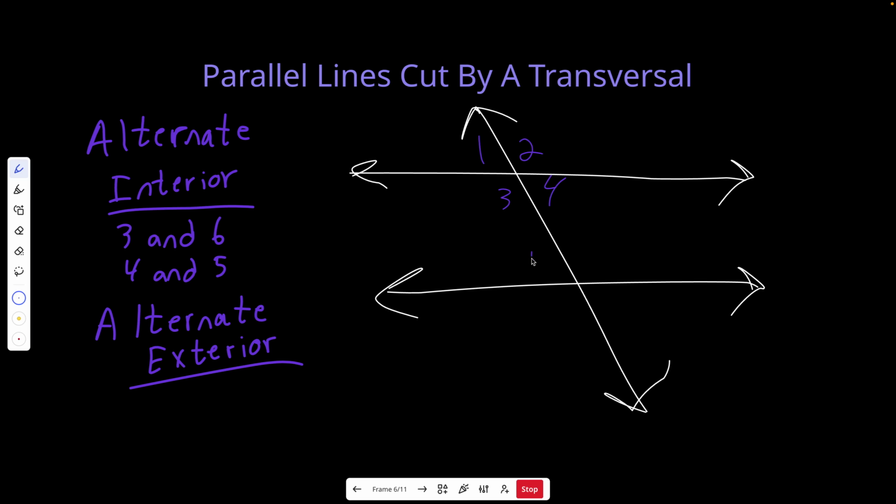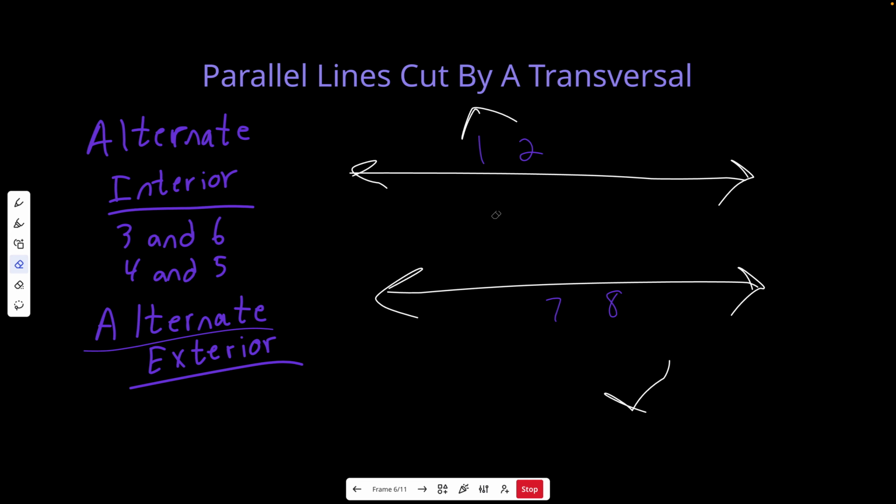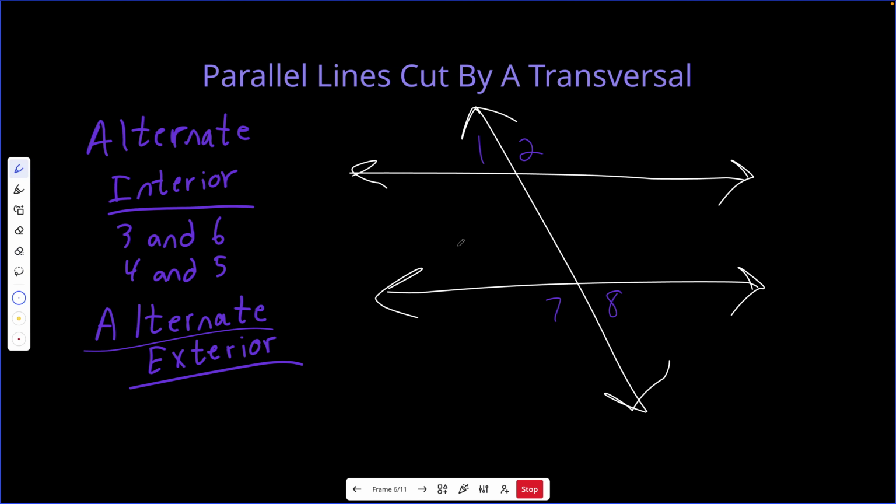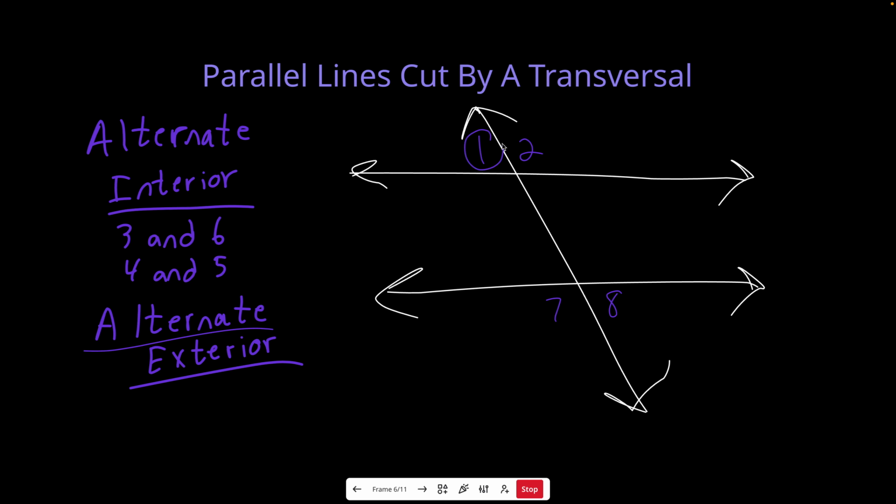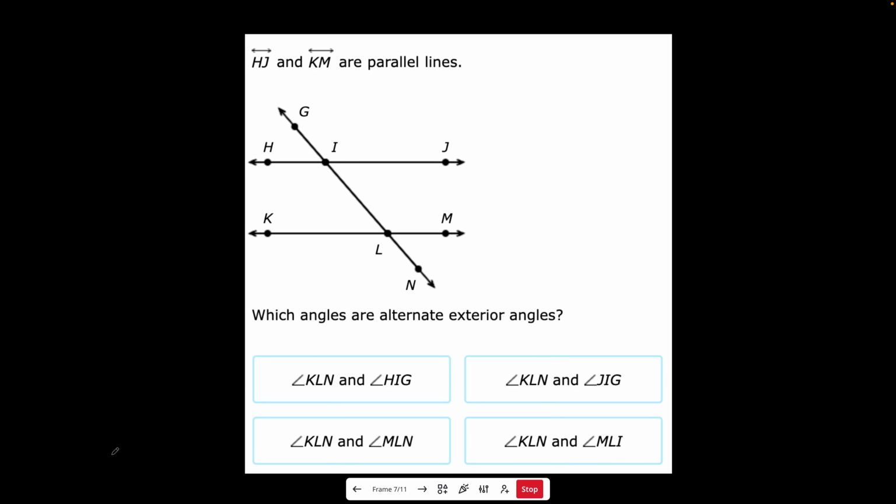What happens now if we talk about 5, 6, 7, 8? We've done alternate interior, now we're going to do alternate exterior. Now we're looking on the outside of the parallel lines, so we can ignore the inside angles. Same idea: which ones are outside and go diagonally? Well, that would be 1 and 8, and 2 and 7. These are alternate exterior.